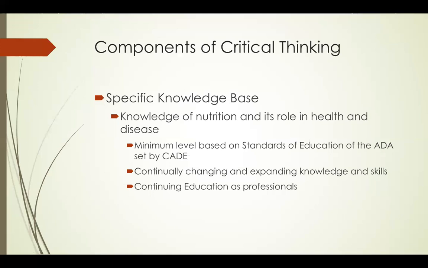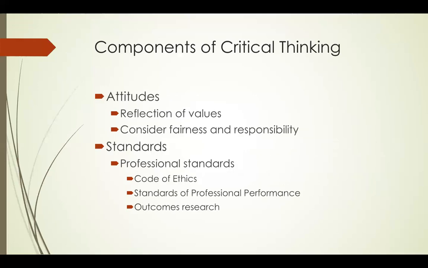So every 5 years, for example, a registered dietitian nutritionist needs to take 75 units of continuing education so that the decisions that they make for their clients are based on the most current research that's out there. They need to think about their values such as integrity, fairness, non-judgmentalness, etc., and then standards of professional practice, which we'll talk about a lot later.